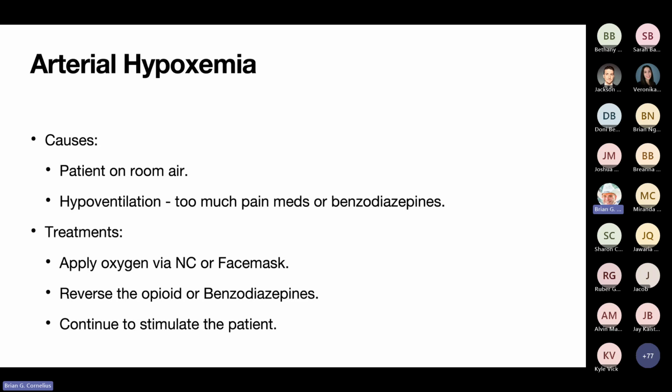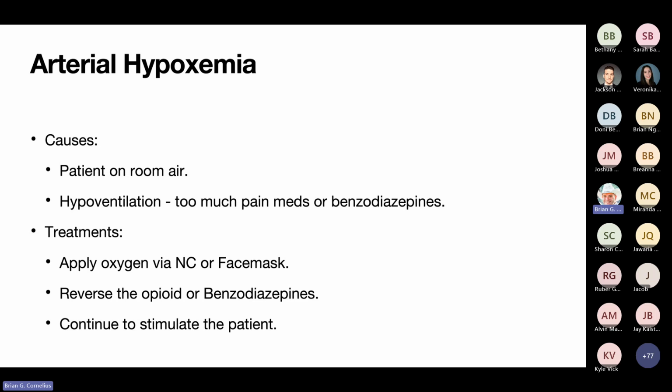Hypoxemia, we discussed, is one of the biggest problems we run into in PACU. So why does it happen? Sometimes patients need a little bit of extra oxygen as they wake up from general anesthesia. I realize that sounds crazy, but it's true. So if you have somebody after general anesthesia, put them on oxygen. It seems pretty straightforward, but sometimes it's not.